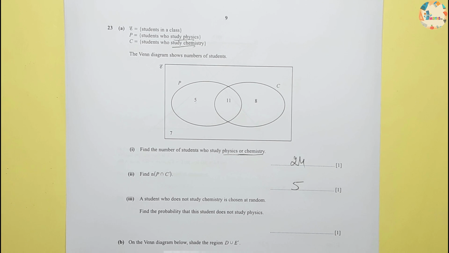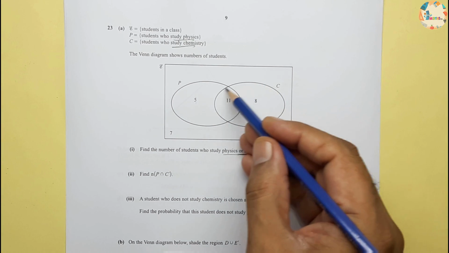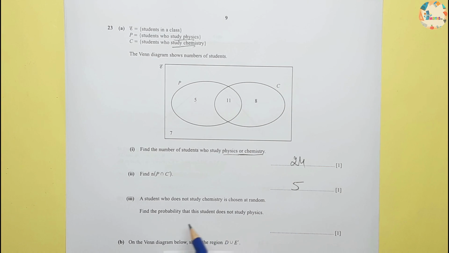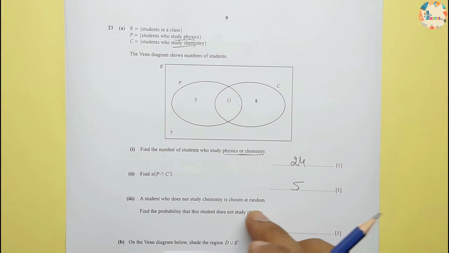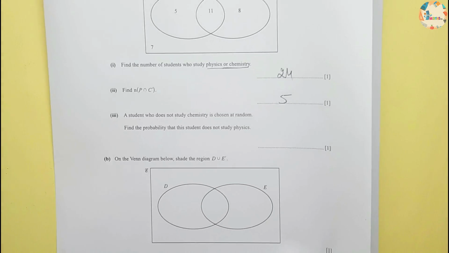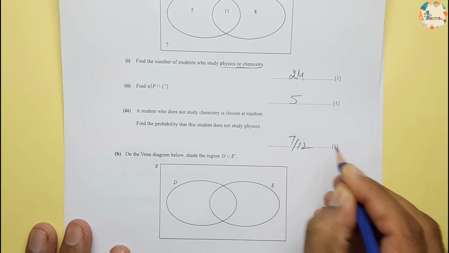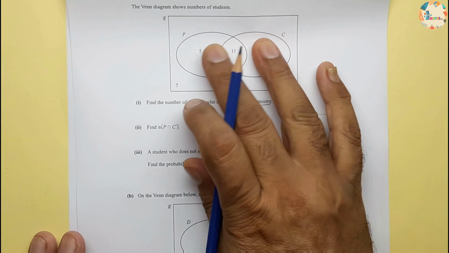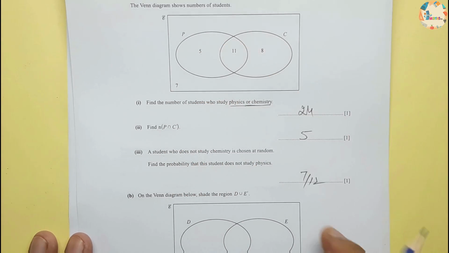Then comes a student who does not study chemistry is chosen at random. Find the probability that this student does not study physics. So not studying chemistry and not studying physics is only 7 out of 12. Why 12? Because this one is physics and this one is 7 plus 5, which is 12. So 7 out of 12.